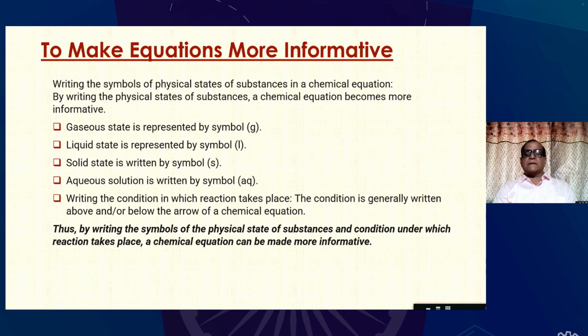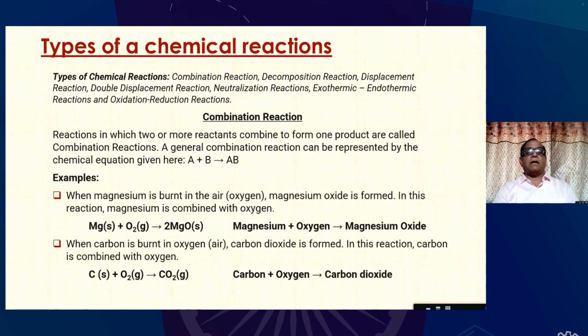Thus, by writing the symbol and the physical state of the substance and the condition under which the reaction takes place, a chemical equation can be made more informative. Now, types of chemical reactions. There are combination reaction, decomposition reaction, displacement reaction, double displacement reaction, neutralization reaction, exothermic and endothermic reactions, and oxidation reduction reactions, which are in our course. Now what are combination reactions?